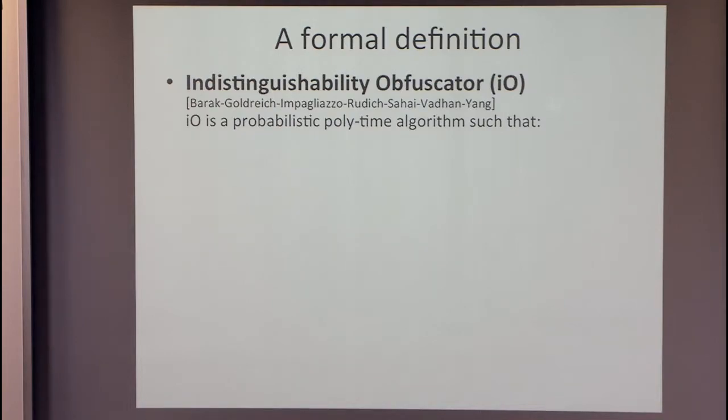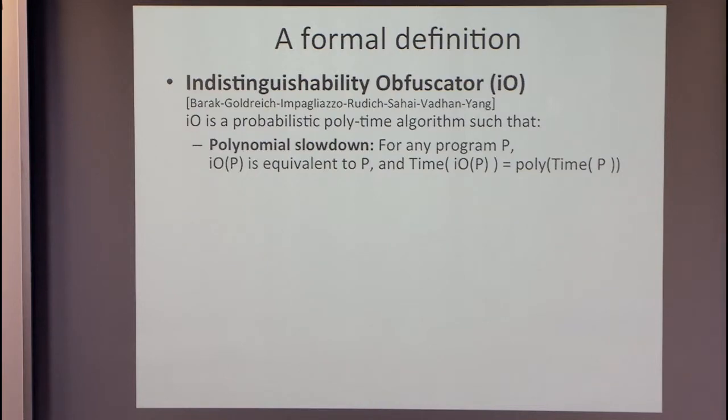Okay? So what is an indistinguishability obfuscator? It's a probabilistic polynomial time algorithm subject to a few constraints. First, we just have some basic bookkeeping constraints. The first constraint is that when I obfuscate a program, it should preserve the input-output behavior. It shouldn't change the input-output behavior. And it should at most cause a polynomial slowdown. We're theoreticians, so just a polynomial slowdown is enough for us.